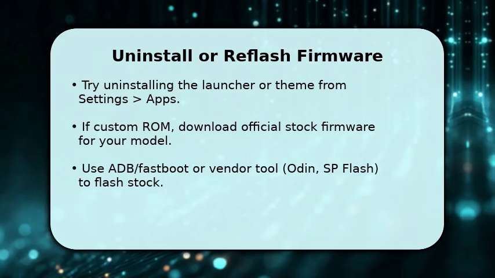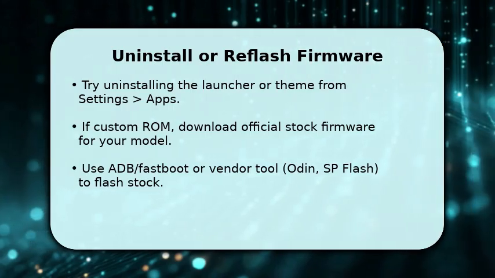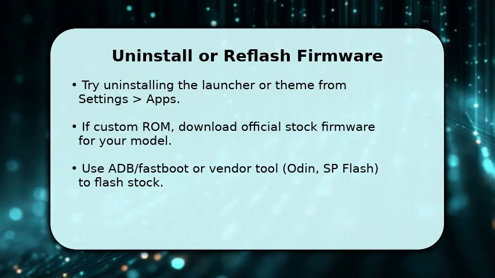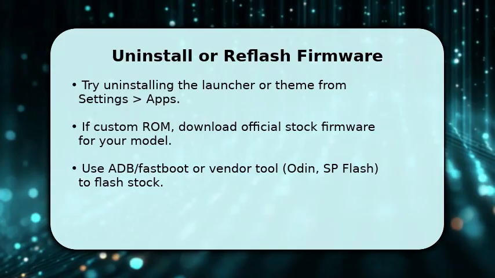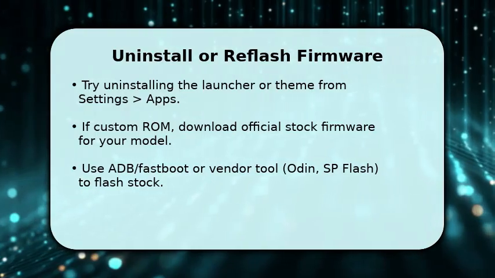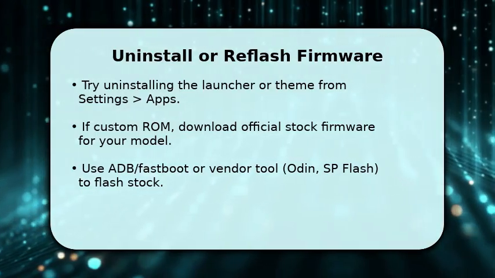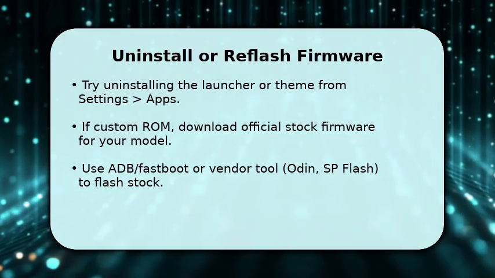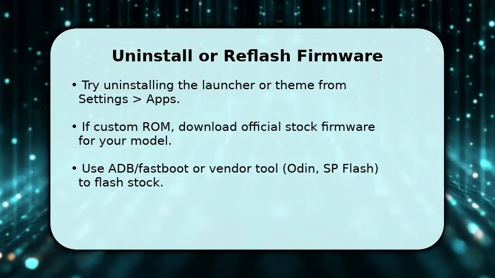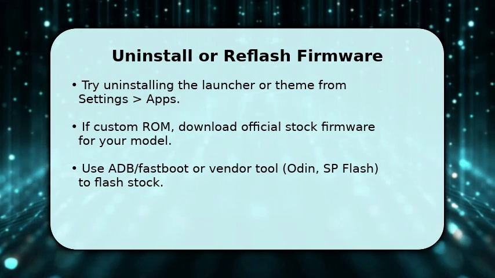If you discover a custom ROM, download the official stock firmware for your exact model and build. Make sure battery is above 50% and connect the phone to your PC. Then use ADB/Fastboot or the vendor flash tool, Odin for Samsung, SB Flash for MediaTek, to flash the stock image. Follow the tool's prompts and don't interrupt the process to avoid bricking.